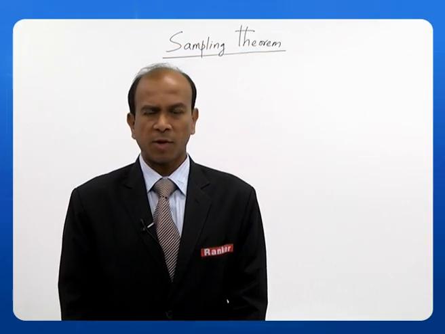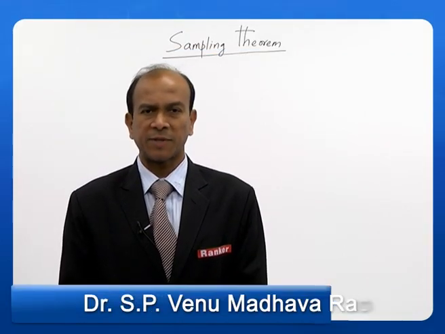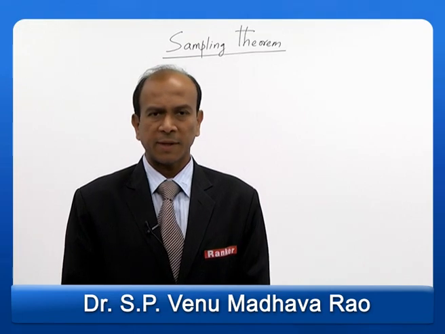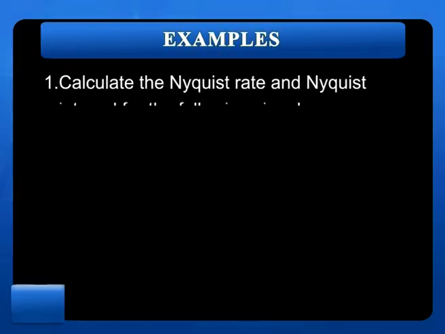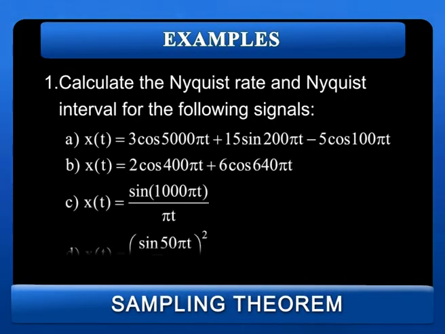Let us see some examples on sampling theorem. The first problem is as follows. Calculate the Nyquist rate and Nyquist interval for the following signals. There are around 4 signals, different types of signals, which we will see on the board. We will calculate the Nyquist rate and the Nyquist interval.